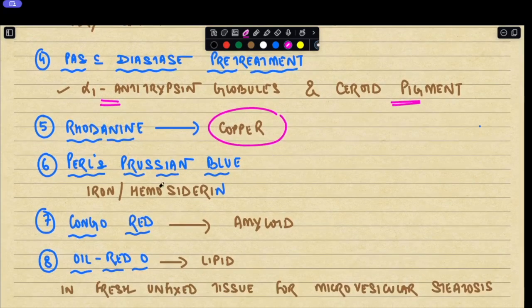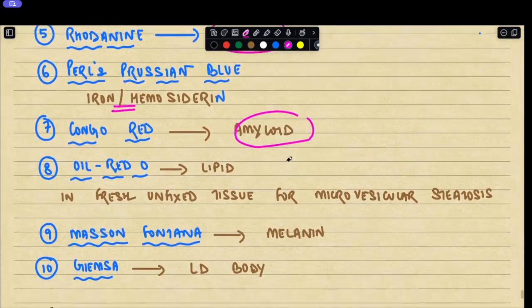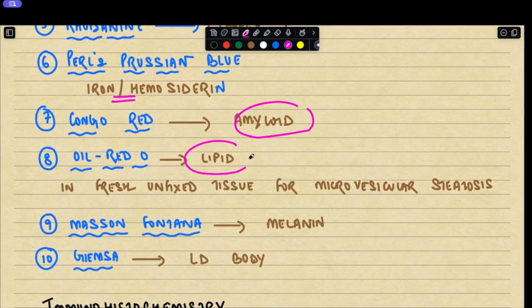Pearls of Prussian blue helps in the detection of iron or hemosiderin, for example in case of iron overload conditions, as well as in conditions of hemochromatosis. Congo red is helpful in detection of amyloid. Oil red O helps in detection of lipid, and remember it is only done in fresh unfixed tissue for microvesicular steatosis, fat detection, lipid detection.